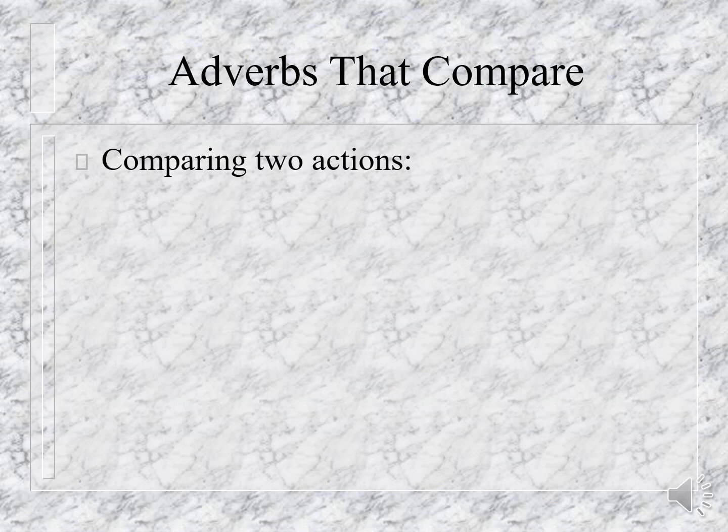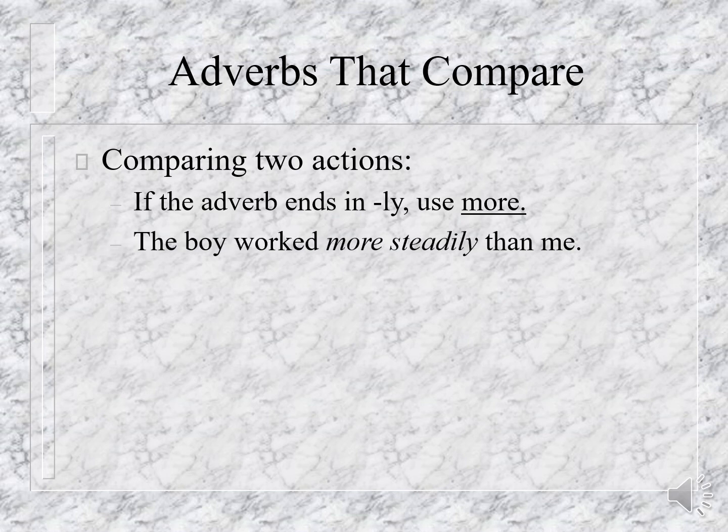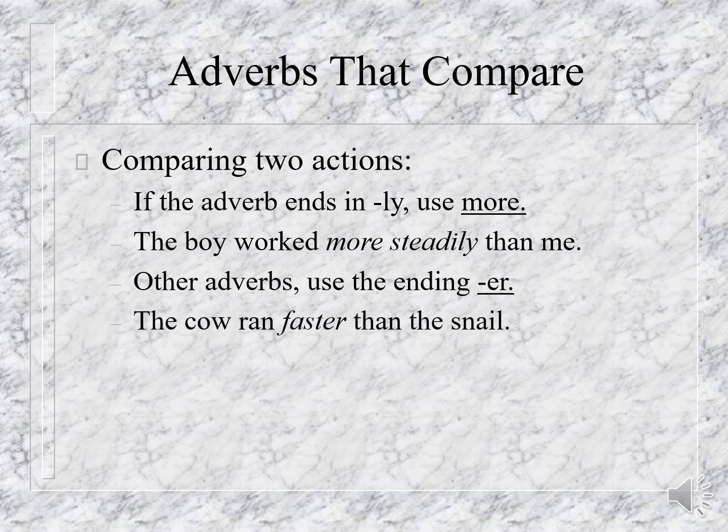So, if I'm comparing two actions, you know that it's a comparative adverb. I can use er or more. The boy worked more steadily than me. Other adverbs use the ending er, of course, if they are adverbs that have only two syllables. The cow ran faster than the snail.